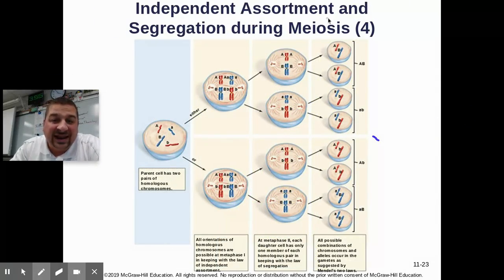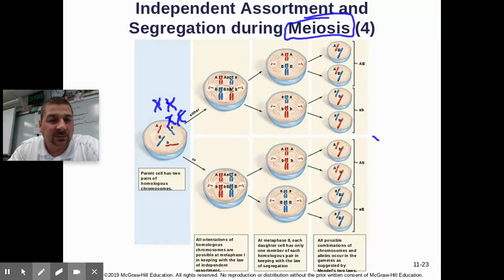This slide is just relating to how this would look in meiosis when forming these gametes when you've got 2 traits, A and B, and how that would line up. Now independent assortment says that after this goes through replication, you'll have big A, little a, big B, little b. So you're going to have 2 pairs of homologous chromosomes.